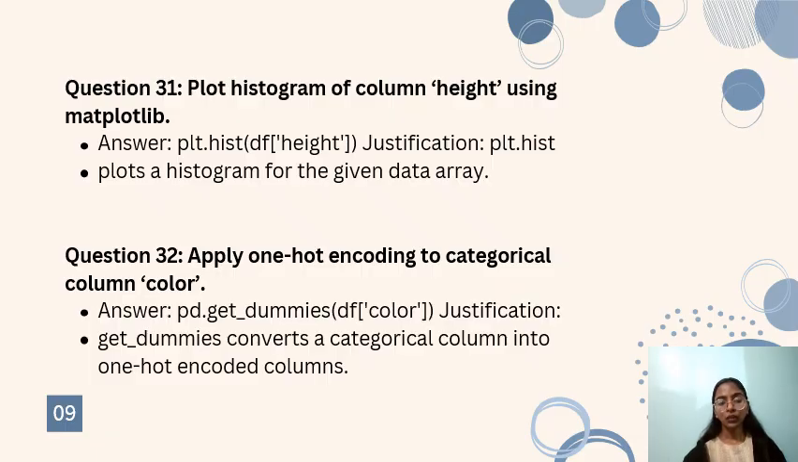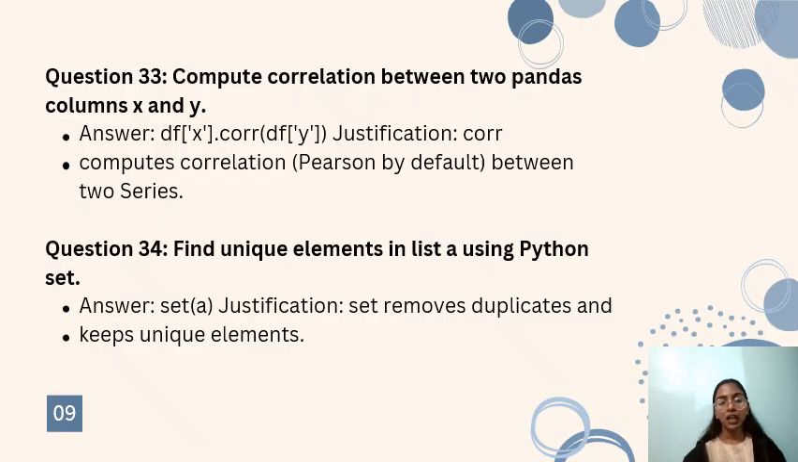Question number 32. Apply one hot encoding to categorical column color. The answer is pd.get_dummies(df['color']). Justification is that get_dummies converts a categorical column into a one hot encoded column. Question number 33. Compute correlation between two pandas columns x and y. The answer is df['x'].corr(df['y']). Justification is that corr computes Pearson correlation by default between two series.